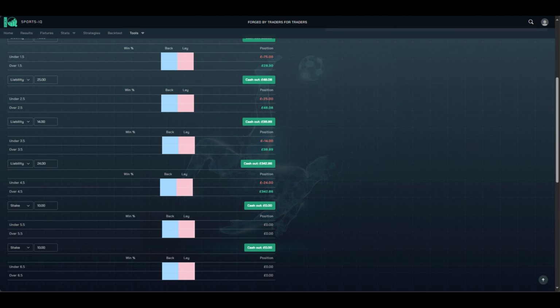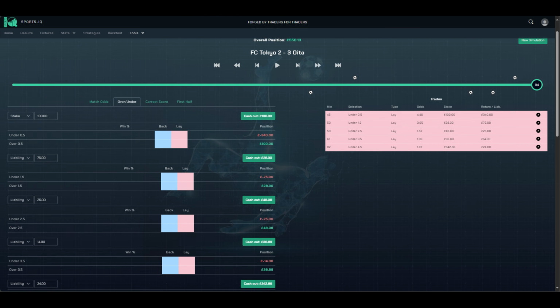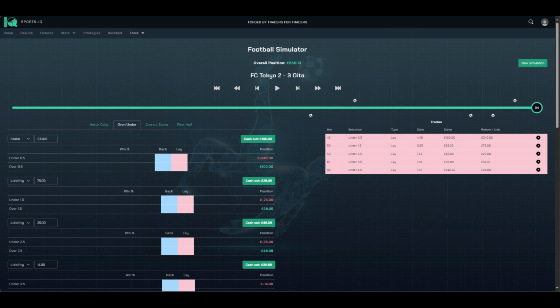So the 2 in the pink strategy is, quite frankly, an absolute game changer for building a trading bank. It's aggressive, it's calculated, and it's designed for traders who are serious about compounding their profits over time. So let's start with why this strategy works so well. At its core, it's simple. 1 goal in the second half breaks you even. That's it. You're not relying on multiple events or chasing the game. 1 goal is all you need to neutralise your risk.